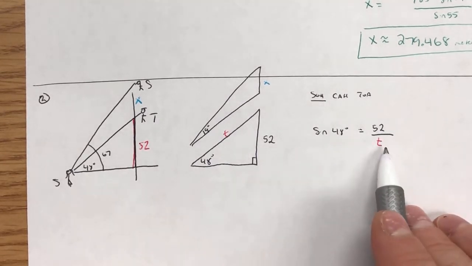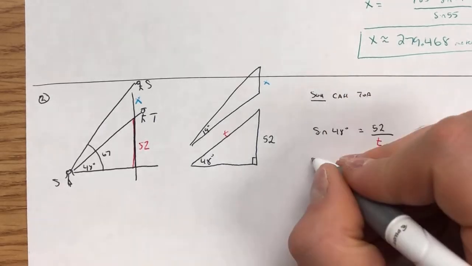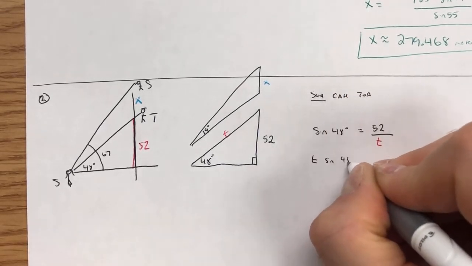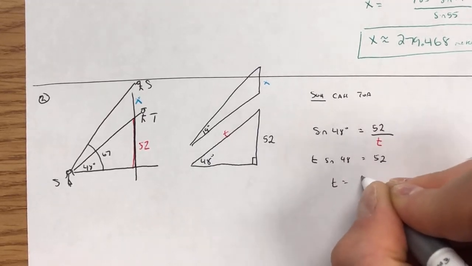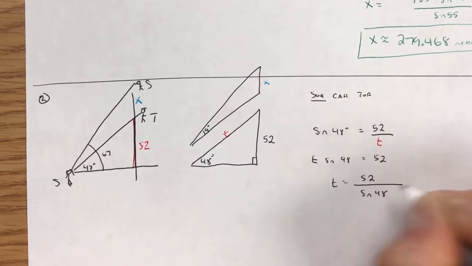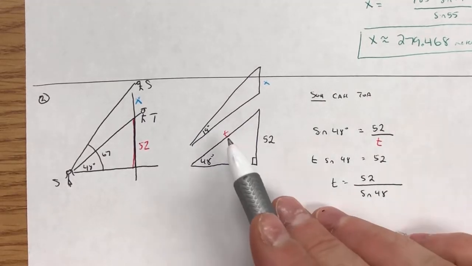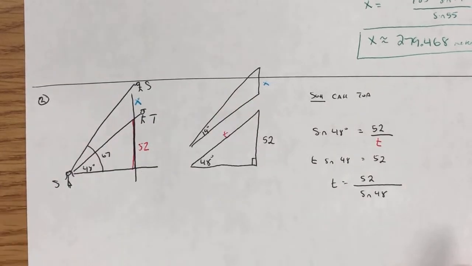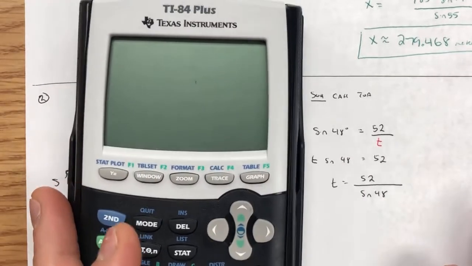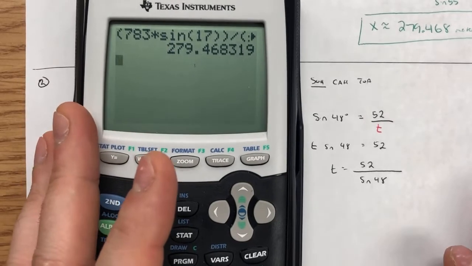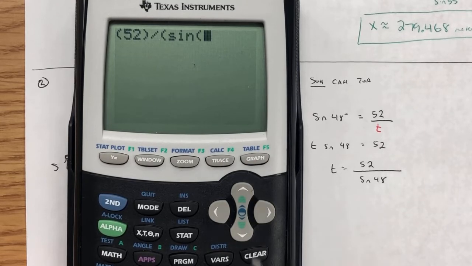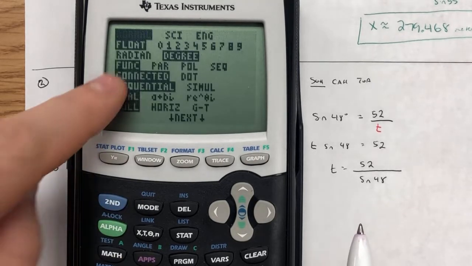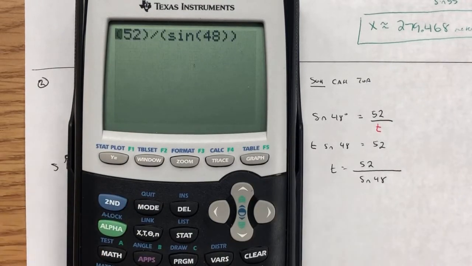Okay. So if I want to solve for little t, I'm going to multiply both sides by little t. So I get little t times the sine of 48 degrees is 52. And then I'm going to divide by the sine of 48. So little t is 52 divided by the sine of 48. It's going to give me the length to Thomas. Now, I'm going to store this value in my calculator, but I'm going to round it to the nearest decimal just to make things a little easier to write down. So let's clear this: numerator, 52 divided by denominator, the sine of 48. I'm also going to double check I am in degrees. I always want to get in a habit of double checking that.